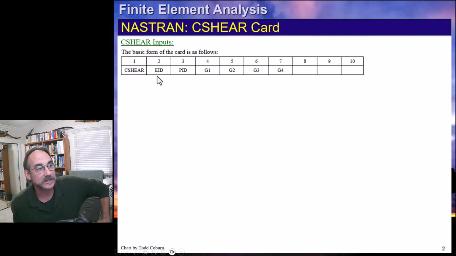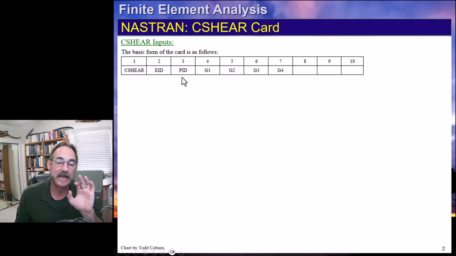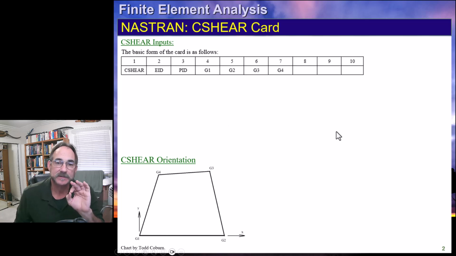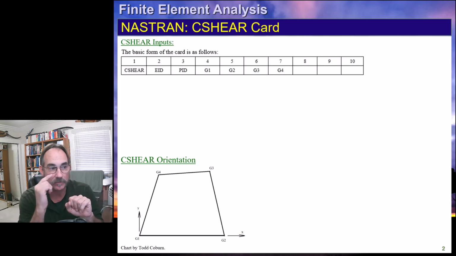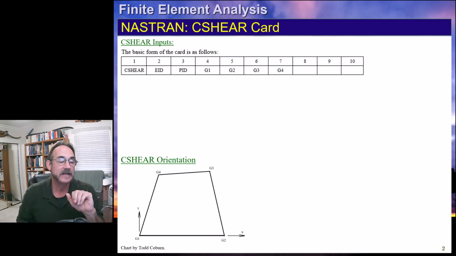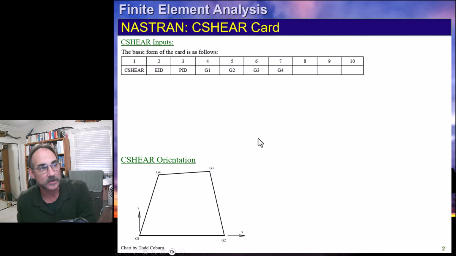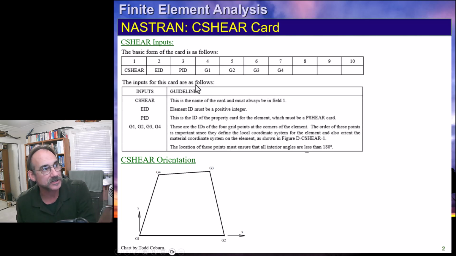We're going to have the CSHEAR command, an element ID, a property ID, and then the 4 grid points around the edges. Now it's important to understand the order of the pick, because that will determine the orientation of the CSHEAR panel. So we're going to get our x-axis going from G1, the first grid point, to the second. The y is going to be perpendicular, acting toward the G4 direction. This is the definition of what all those inputs are. Pretty straightforward for this particular card.